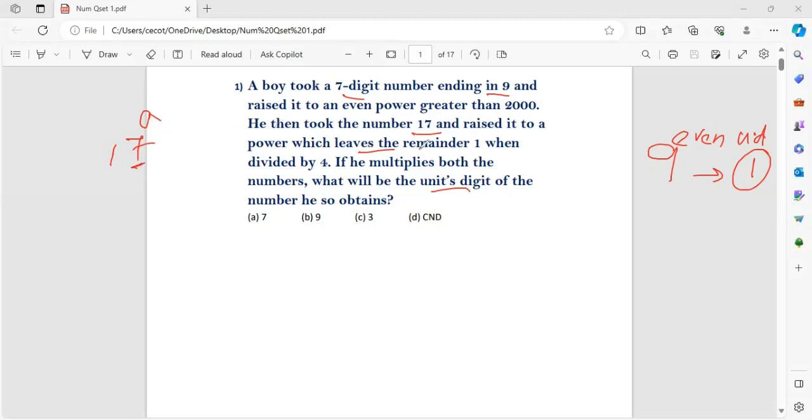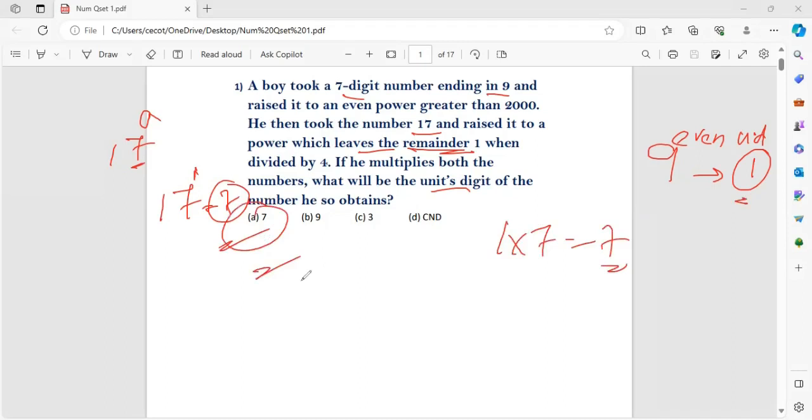Here they have directly given the remainder as 1, which means it falls in the first cycle, or let's say we can raise the 17 to the power 1 and unit place of 17 to the power 1 is 7. Now, this person is multiplying these two numbers. So 1 into 7, answer will be 7. That's all. So option is the answer. I hope it is clear.